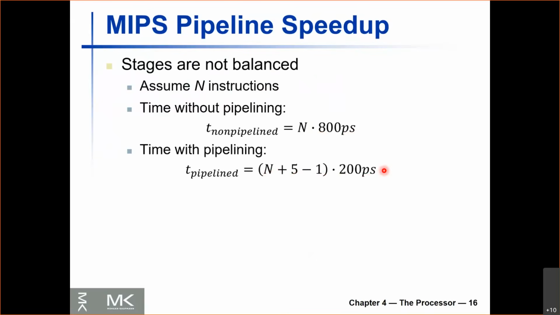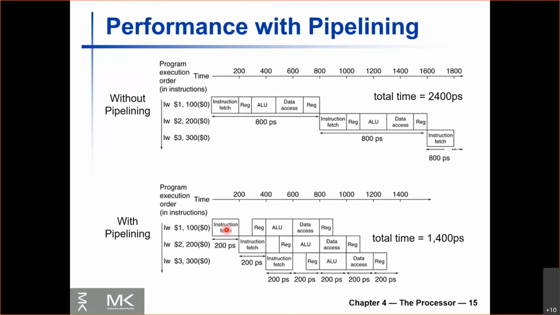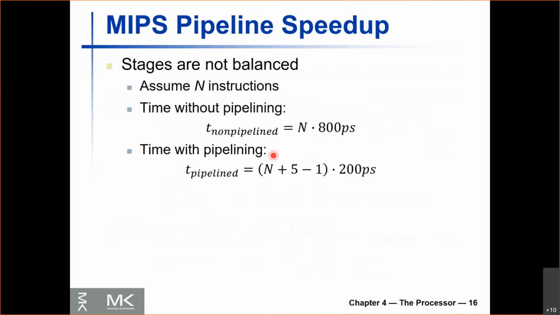Where did I get this from? Well, I'm going to have the number of instructions. So I'm going to have the instruction fetch for all the instructions, plus the remaining stages for the last instruction, which are 5 minus 1. So there are 4 stages remaining. Okay, so this is where I get n plus 5 minus 1, and then each stage is 200 picoseconds. So we have n plus 5 minus 1 times 200 picoseconds.